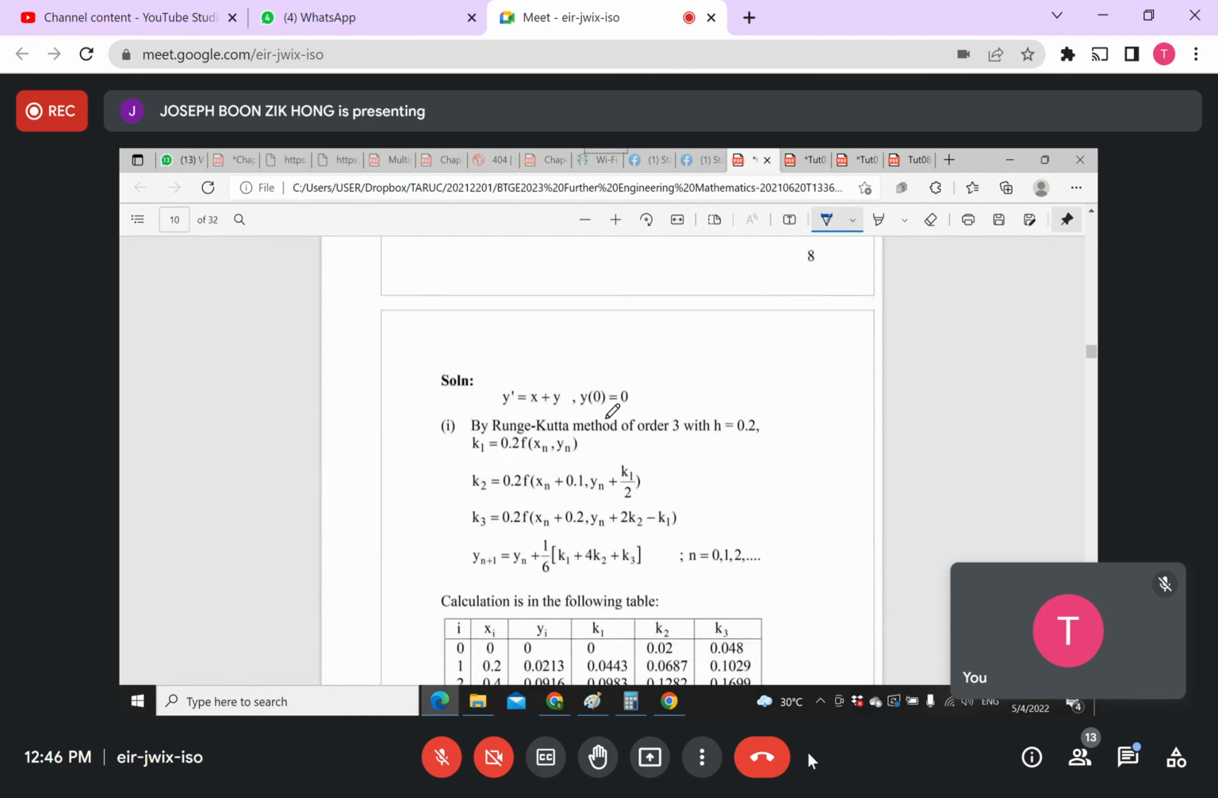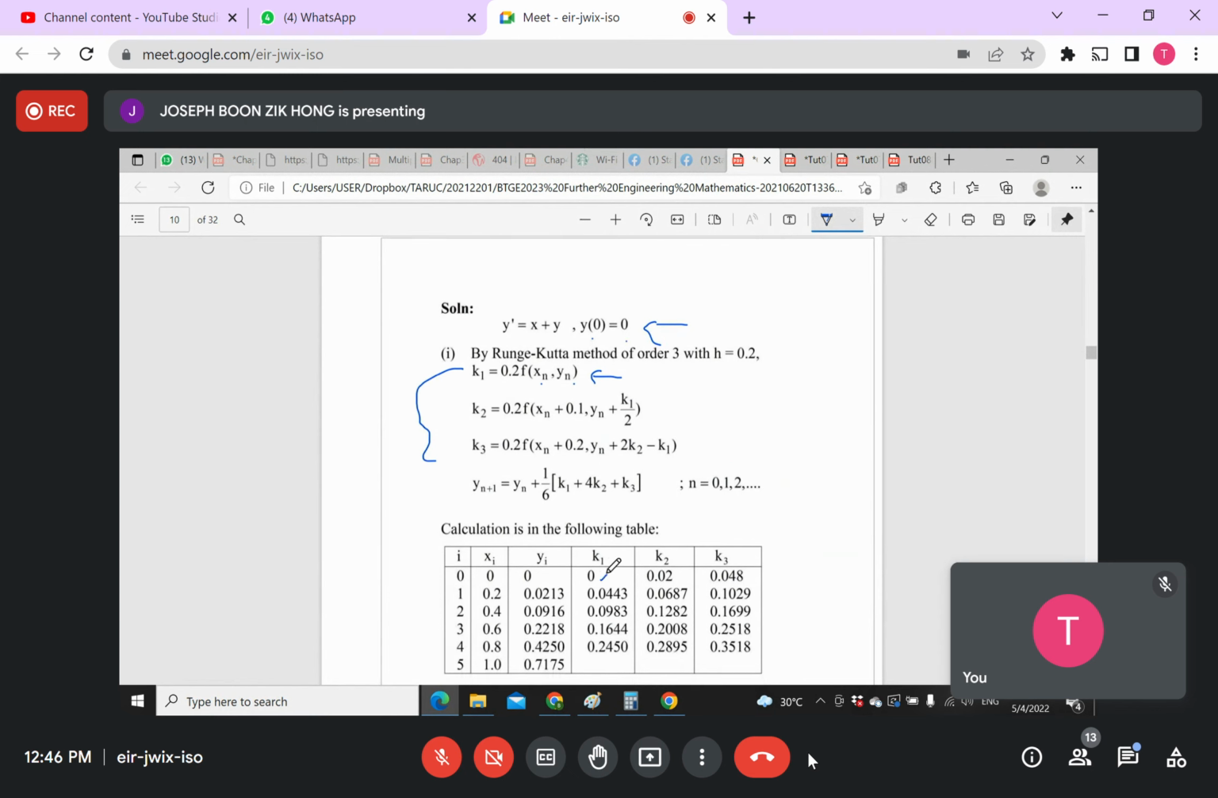Okay, so by using Runge-Kutta of order 3, I have this one. Let's do the first step. x0, y0, so I put in 0, 0, so my k1 will be 0. After you get your k1, then you can get this one. This one now will be 0 plus 0, still 0. And then this one will be 0.1. So 0.1 plus 0, I get 0.1. 0.1 times 0.2, I get 0.02.